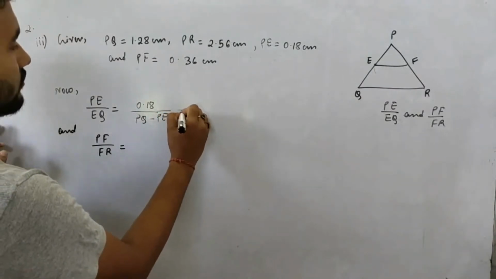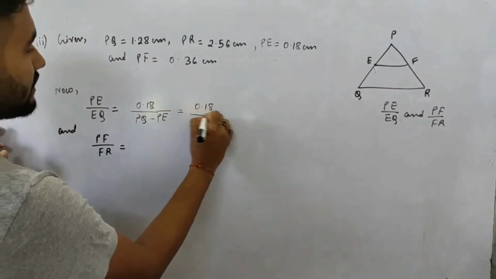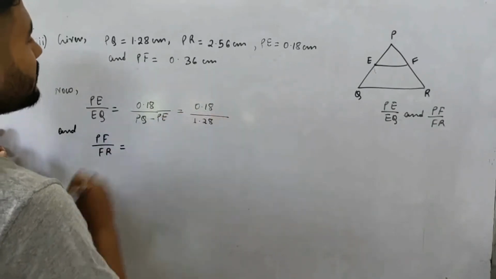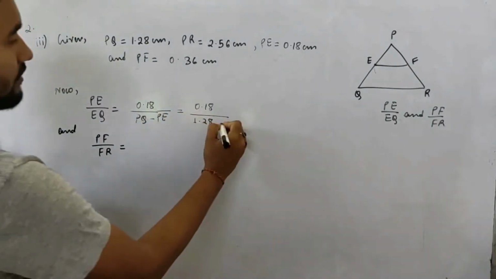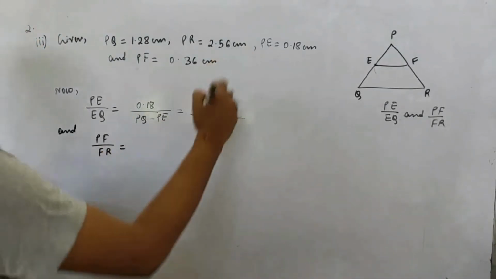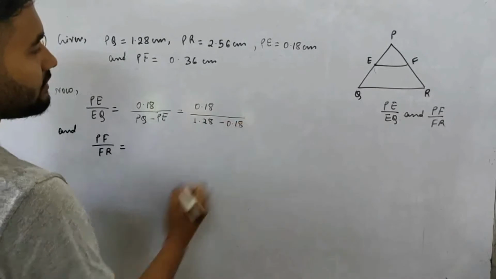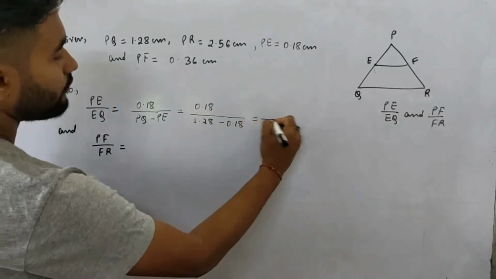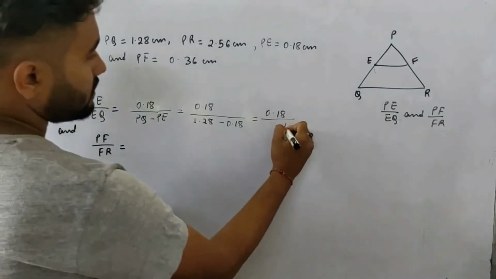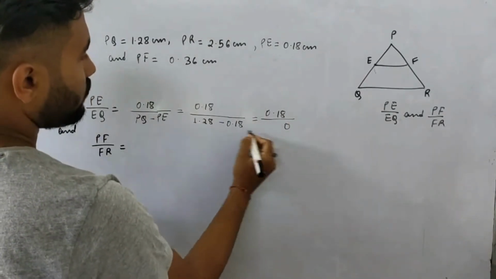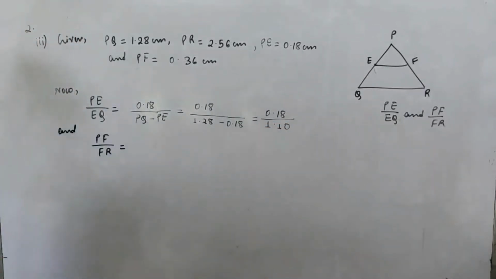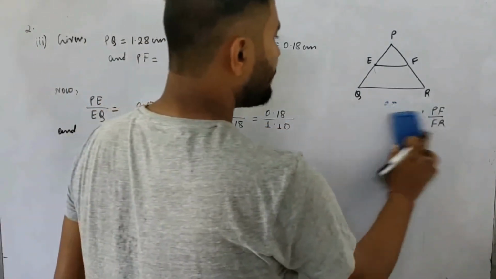PE by EQ is 0.18 divided by, what is the value of PQ? 1.28 centimeter minus, what is the value of PE? PE is 0.18 centimeter, which will be equal to 8 minus 8, 0, 2 minus 1, 1, and this is 1.10. So now what will we do?